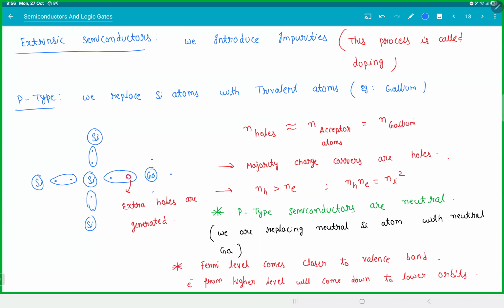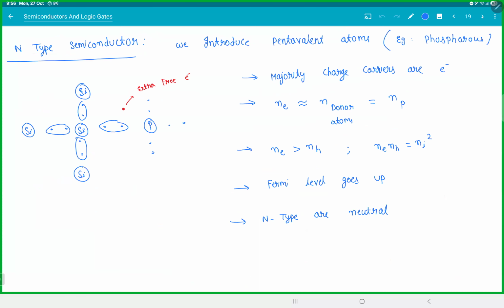This is a p-type semiconductor. Same thing I can do with an n-type semiconductor. We call it an n-type semiconductor if you introduce pentavalent atoms like phosphorus. So if you replace silicon with phosphorus, now we have 5 electrons. So 4 will go for the octet, but there is one free electron which will not participate in the octet configuration. So this guy can freely move around the lattice. So the majority charge carriers are electrons. That's why it is called an n-type semiconductor.